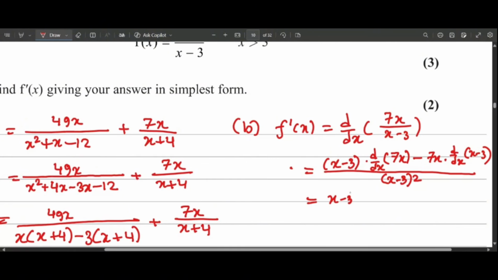Simplifying this, we get x minus 3 into 7 minus 7x into 1 minus 0. Here d/dx of 7x is equal to 7, and d/dx of x minus 3 is 1 minus 0. d/dx of x is 1 and d/dx of minus 3 is 0.